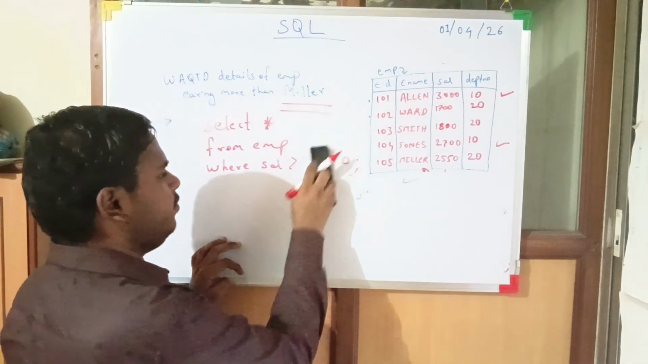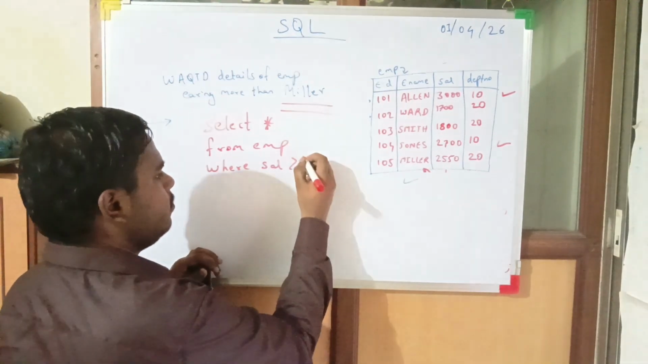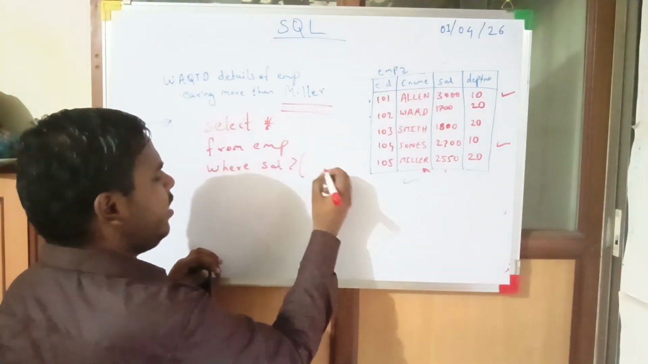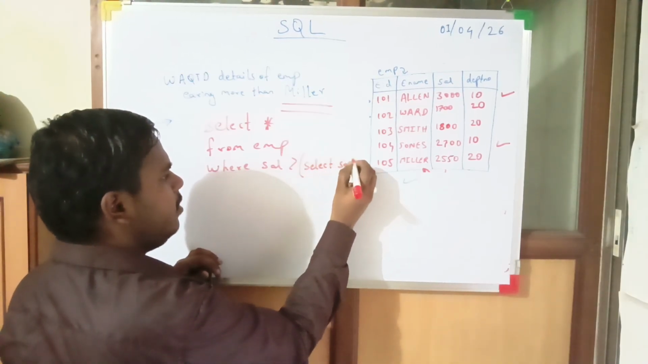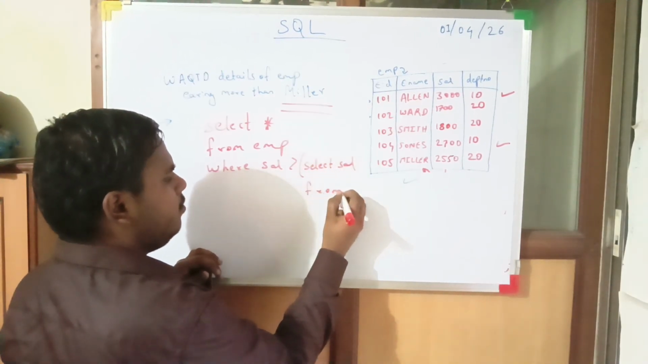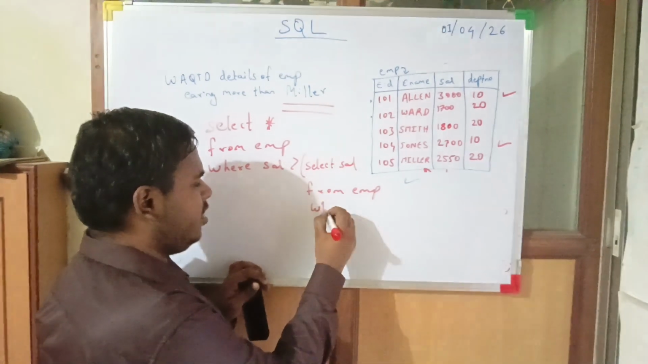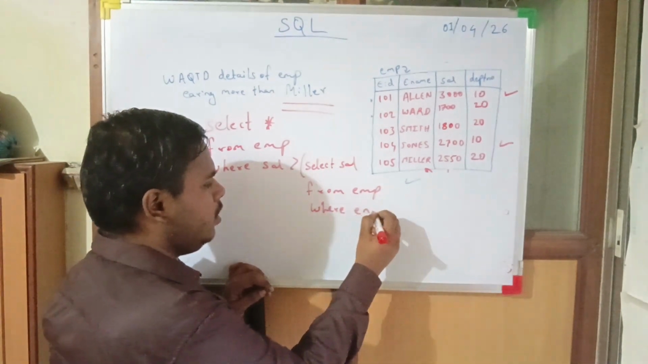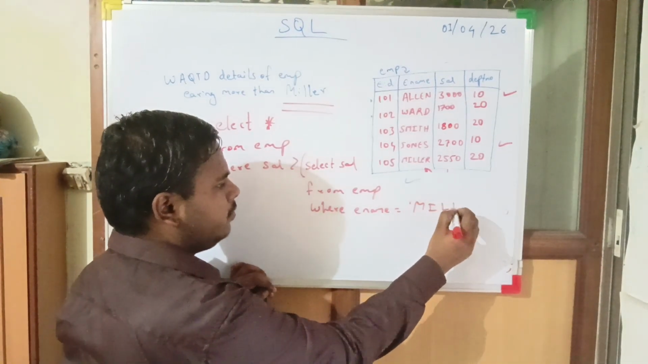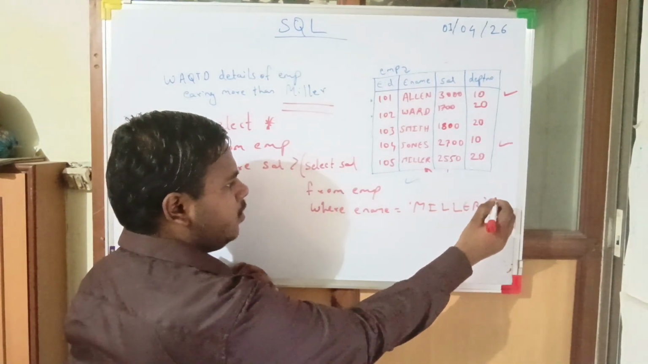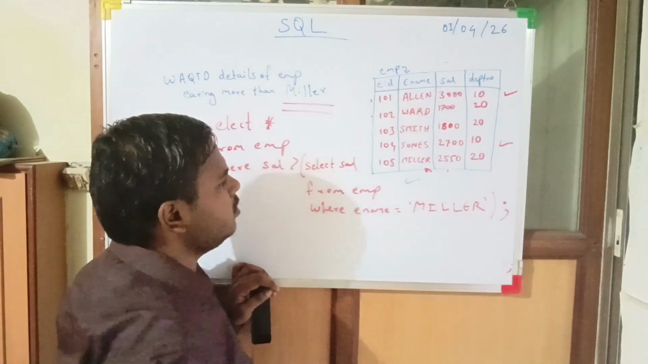Okay, wait a minute. Where salary greater than, put a bracket and write the inner query. Select sal from EMP where ename equal to Miller. This is how we will write.